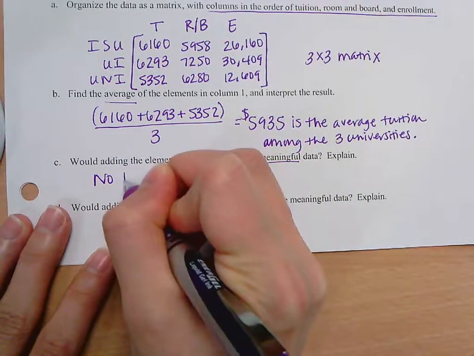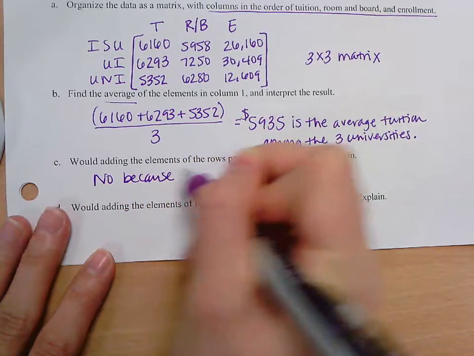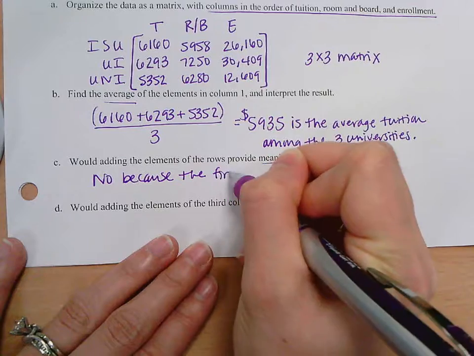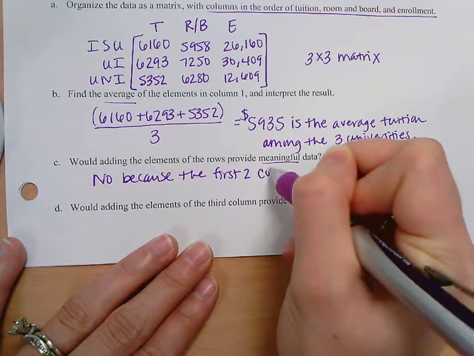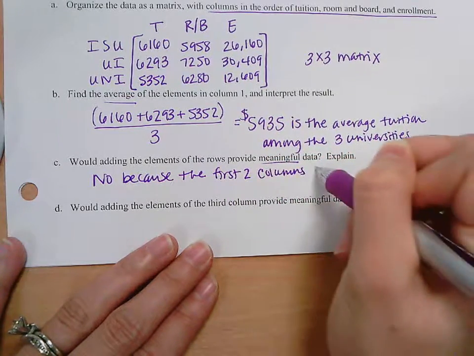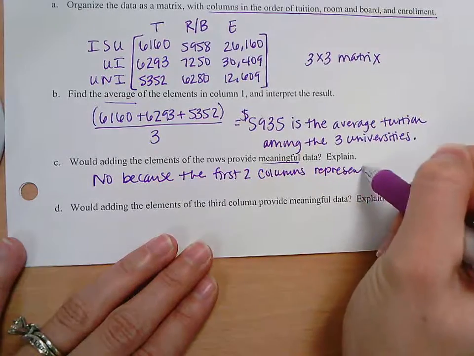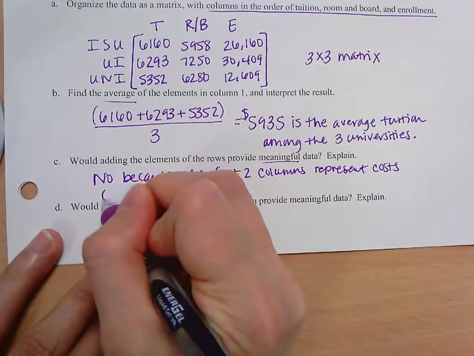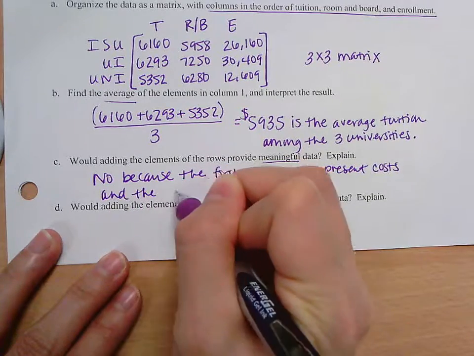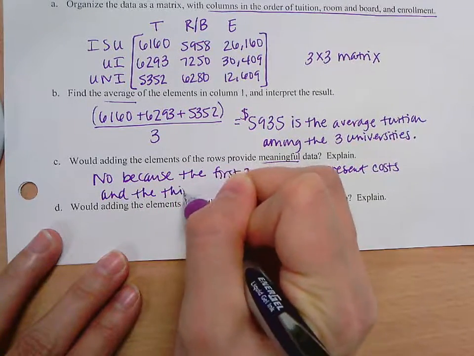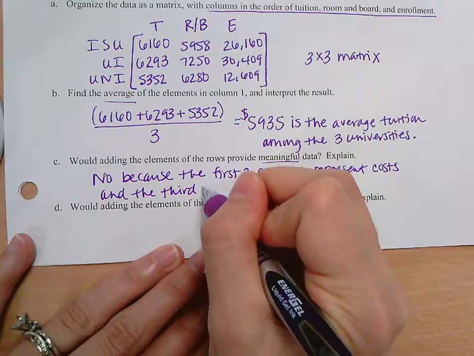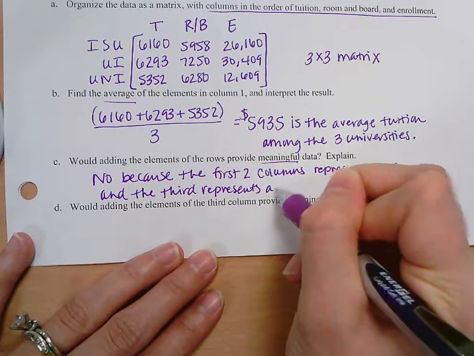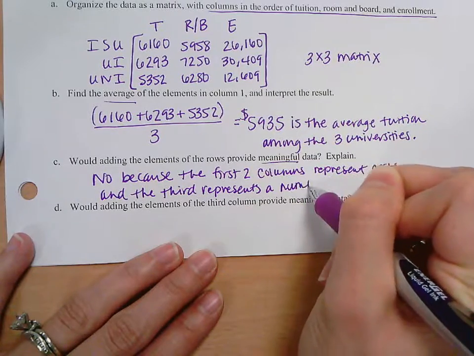No, because I'll say the first 2 columns represent costs, and the third represents a number of people.